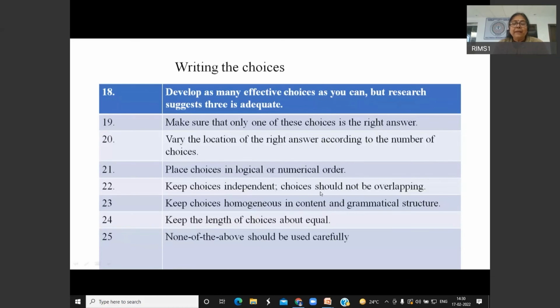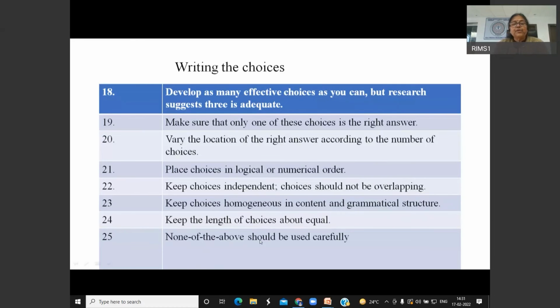Then keep choices independent. Choices should not be overlapping. Keep choices homogeneous. It is very important that choices should be homogeneous. If one choice is a numerical value, then all should be numerical values. If one is showing a ratio, then all should be ratios. If one is a statement, then all should be statements. So there should be homogeneity in all the choices. Then the length of the choices should be almost equal. It may not be possible that they are all exactly equal, but they should be almost equal.